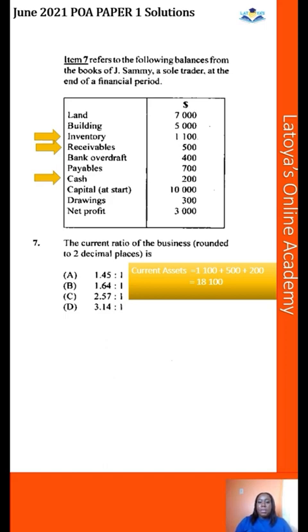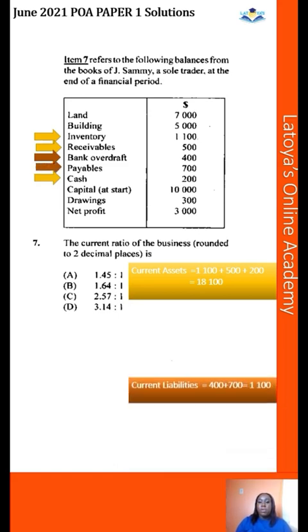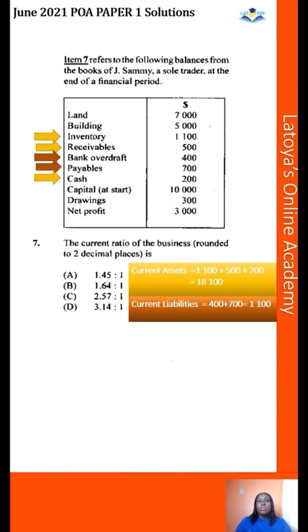Now let's identify the current liabilities. The first one we have is bank overdraft, and it's 400, and then we have payables, which is 700. So when we add that, we are getting a total of 1,100, and to get the ratio we divide, and we are getting to 2 decimal places 1.64 to 1. So the answer is B.